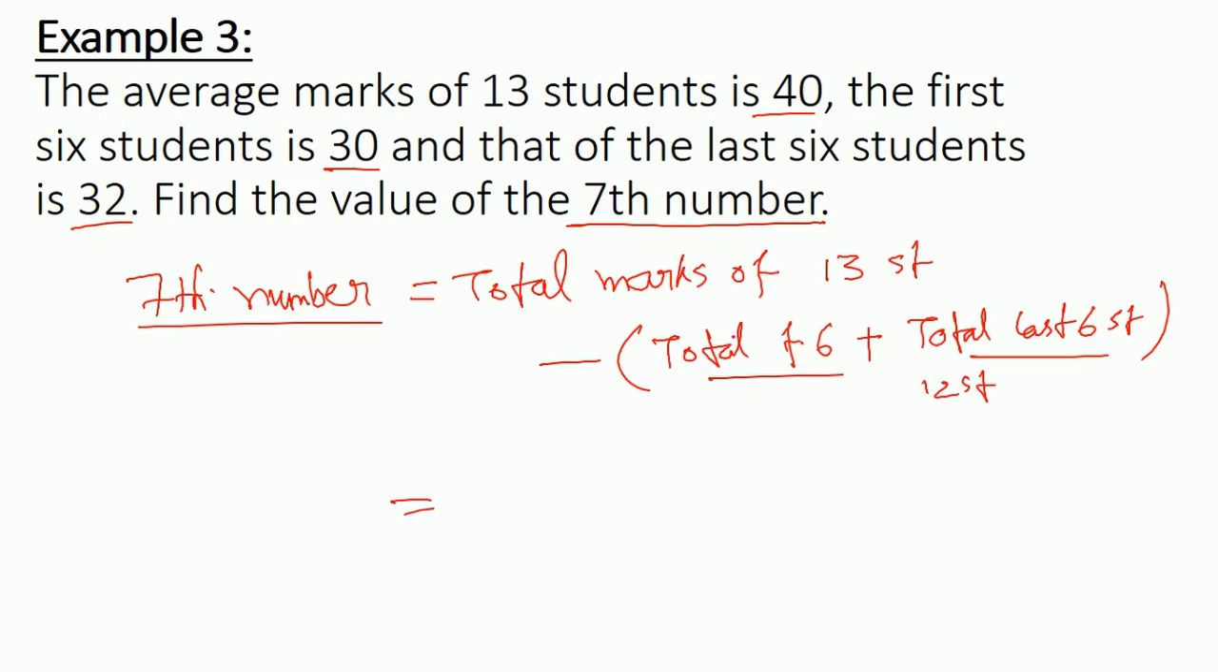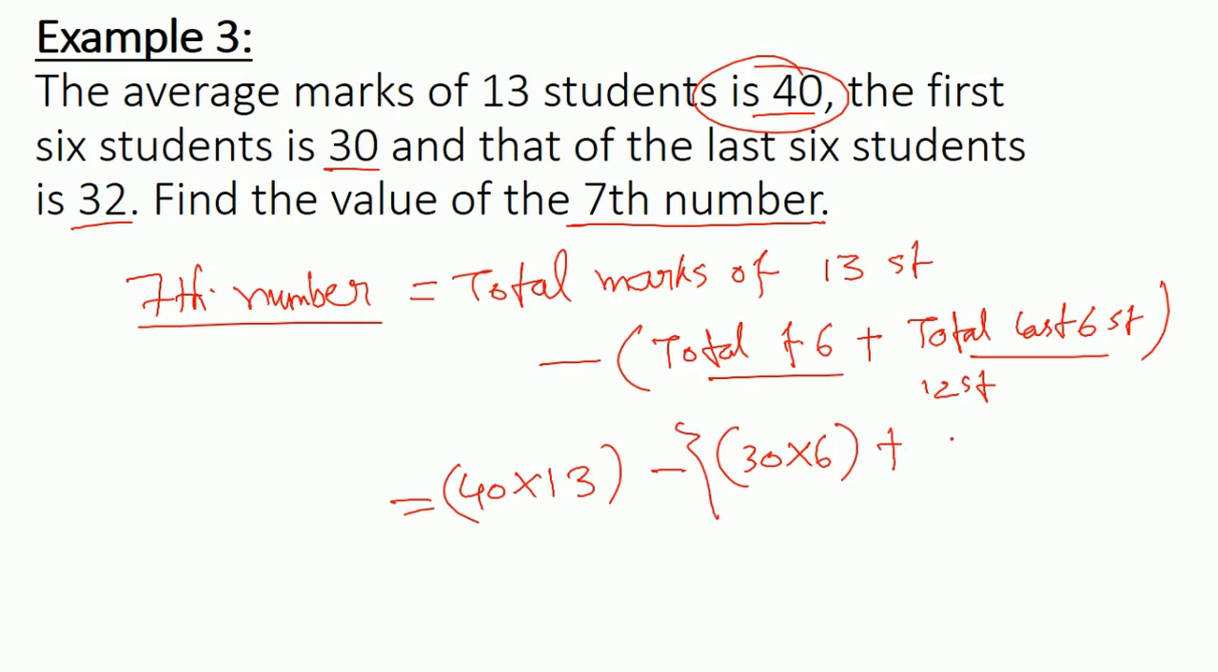So here the total marks of 13 students, because it says the average is 40. So average is 40, there are 13 students, so you get 40 into 13 minus the total marks of the first 6 students. The average of the first 6 students is 30, plus again 32 was the average for the last 6 students. Here we go, and we can easily find out now. So 40 into 13 is going to give us 520 minus 180 plus 192.